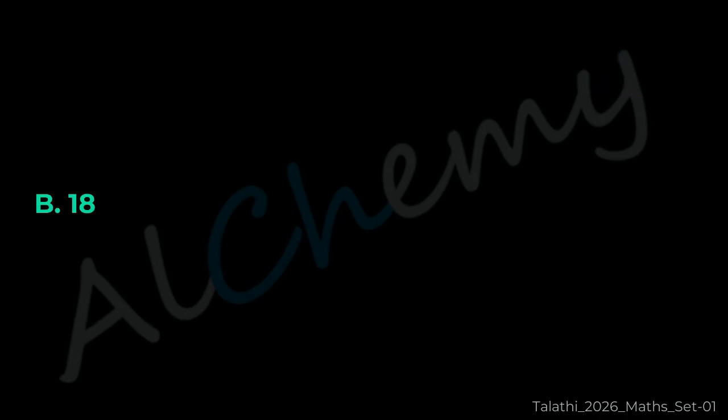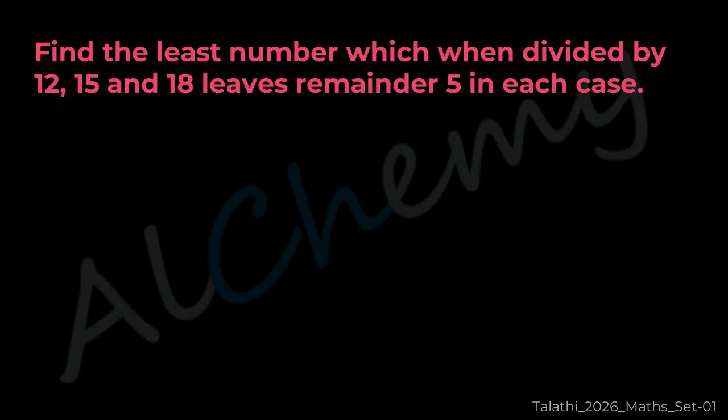The correct answer is B. 18. Question 30. Find the least number which when divided by 12, 15 and 18 leaves remainder 5 in each case. A. 185. B. 365. C. 545. D. 725.